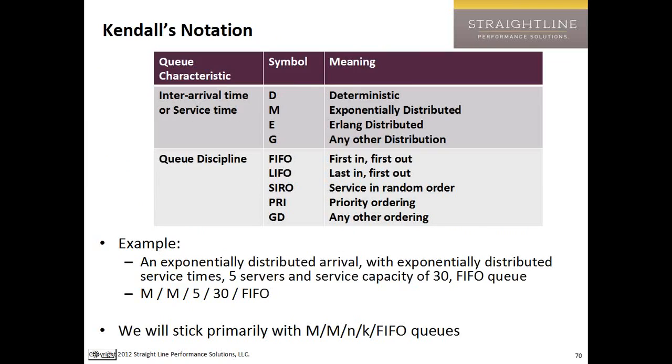If the inter-arrival time is deterministic, that is, we're just going to use an empirical distribution, we call it D. If it's exponentially distributed, we call it M, for some reason M. If it's Erlang distributed, we use E. If it's any other distribution, we use G. That's the typical notation.